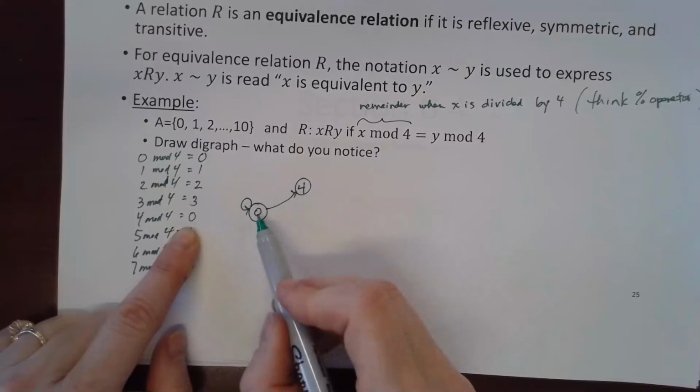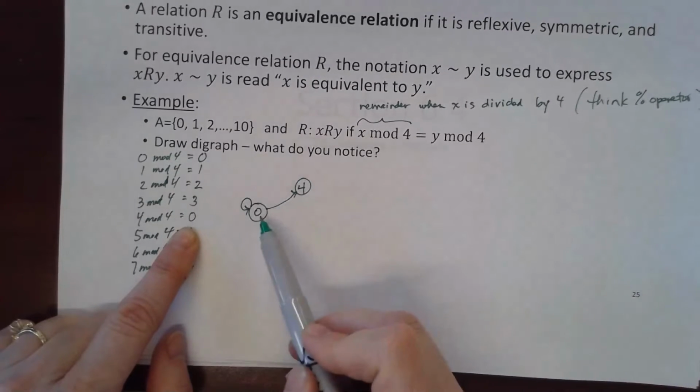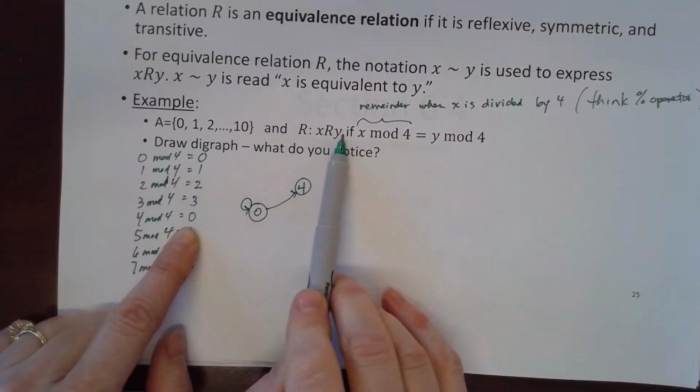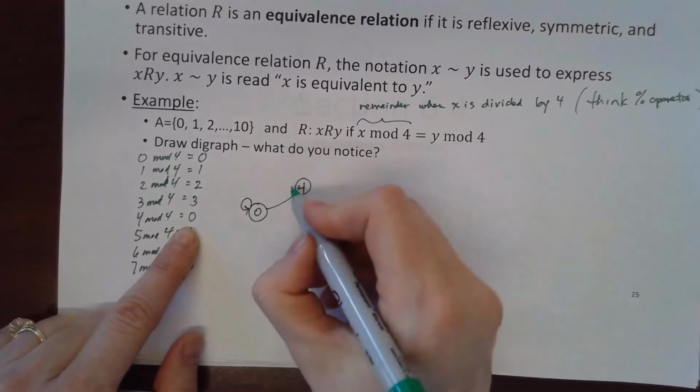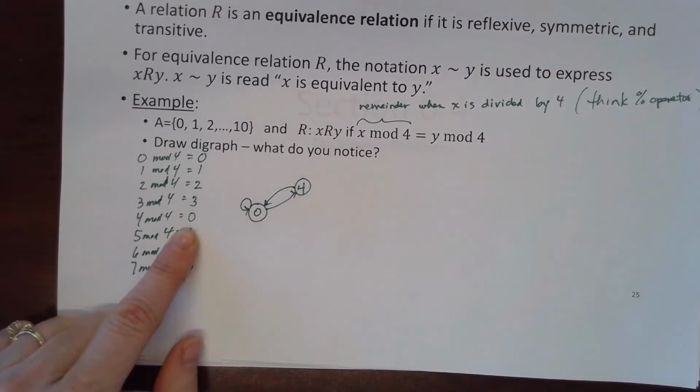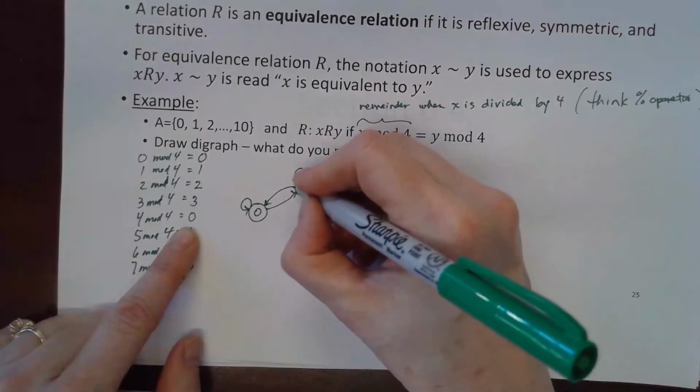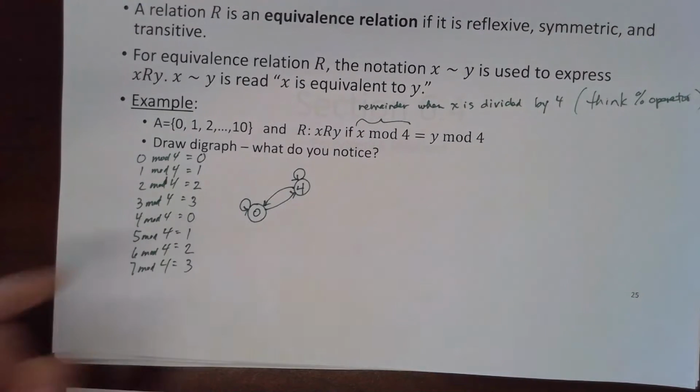4 will also be related to 0, if x is related to y then y is related to x. Clearly this is symmetric. They have to have the same remainder, so we'd put that in there. 4 is related to itself. Would 0 be related to anything else?